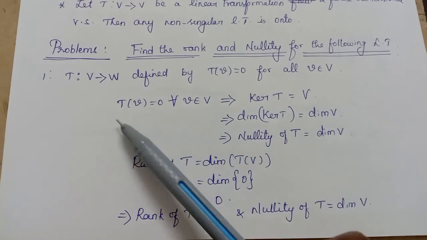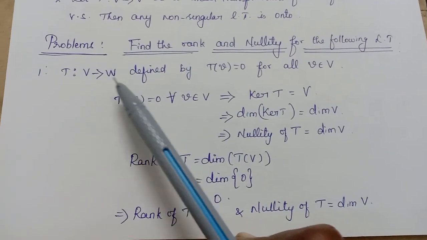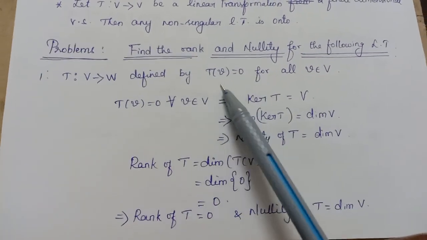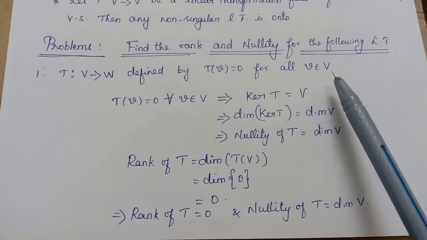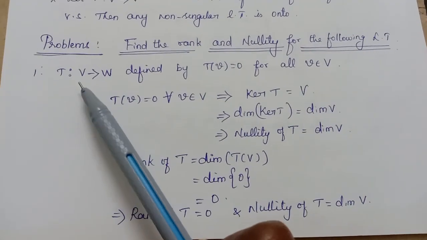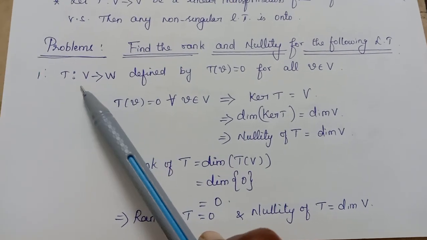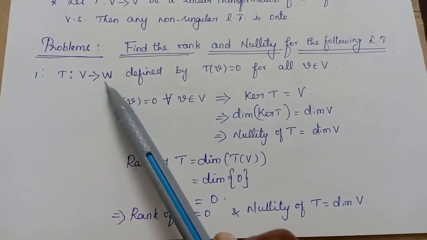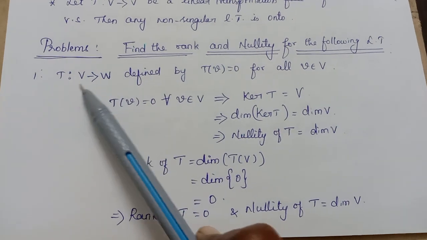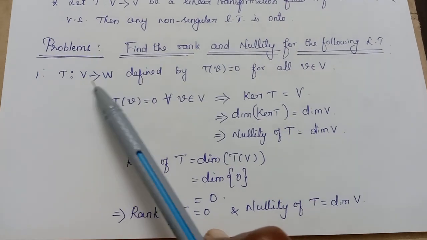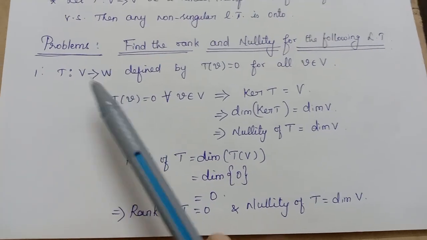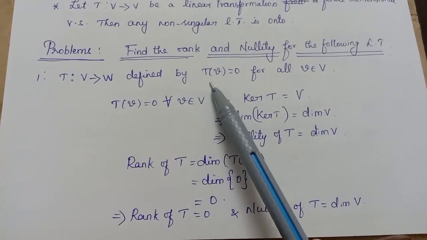The first one: T from V to W defined by T of v equal to 0 for all v belonging to V. See here, they didn't mention anything about V and W. They are general vector spaces defined over the field F. They didn't mention anything about this, so we don't know the dimension of these spaces. The only thing we know is the definition of the transformation.